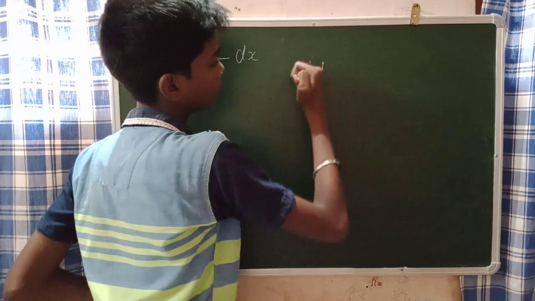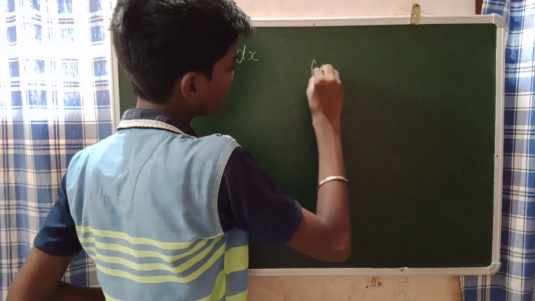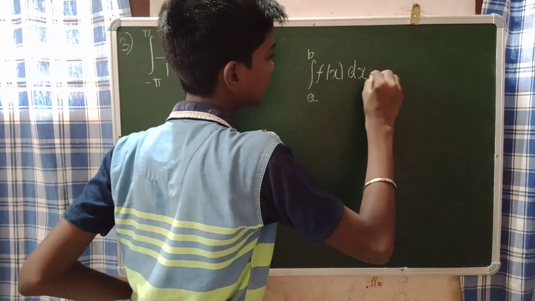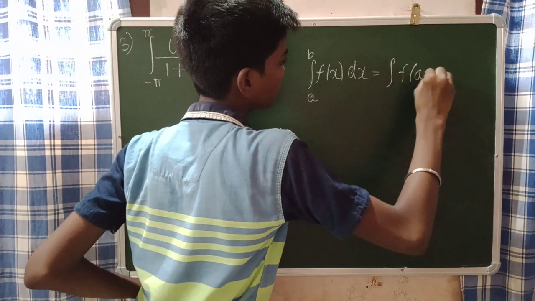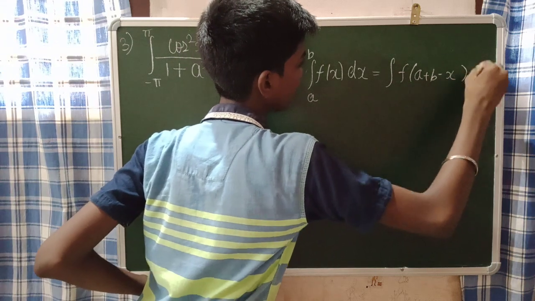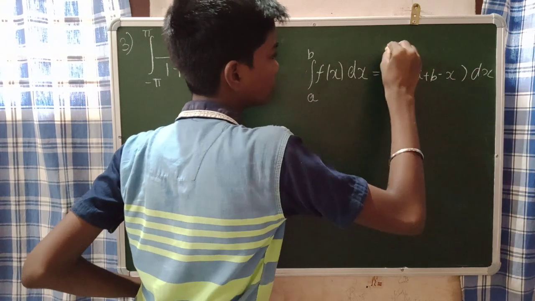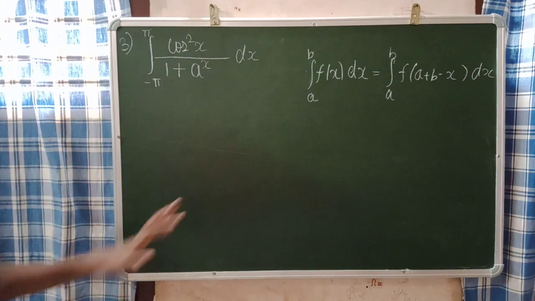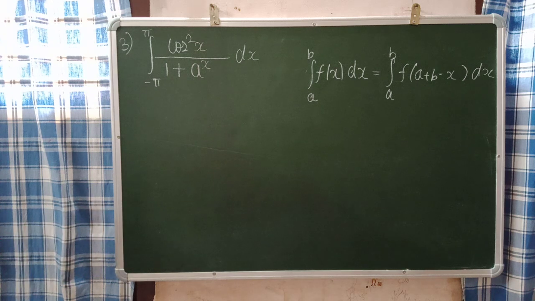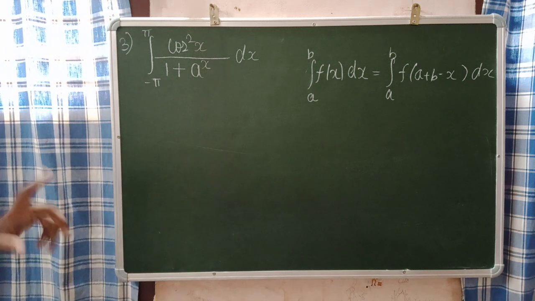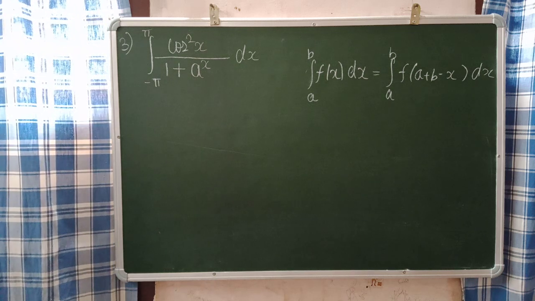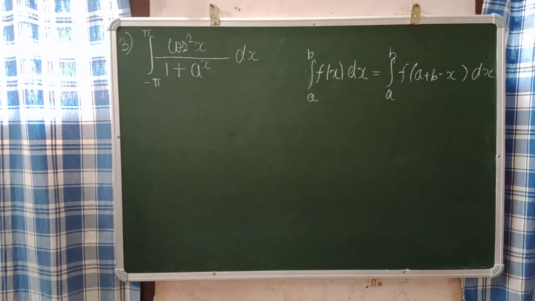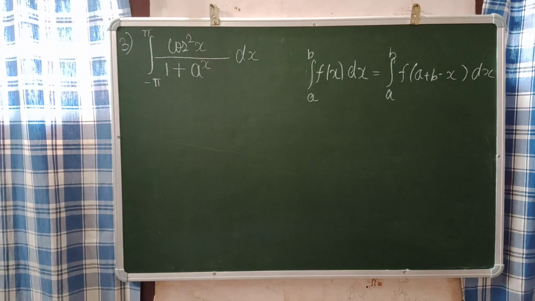The integral of f of x dx from a to b can be written as the integral of f of a plus b minus x dx from a to b. This is what our King's rule says, and that is something I am going to apply in this integral. Guys, I have said this King's rule thousands of times.